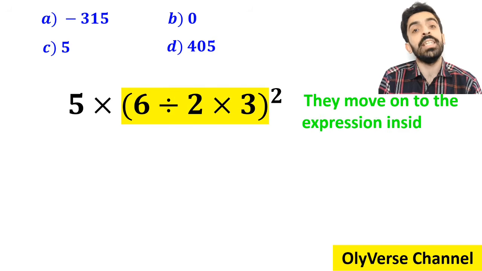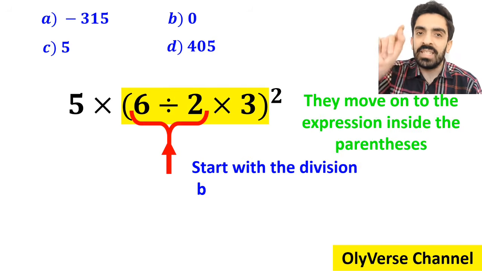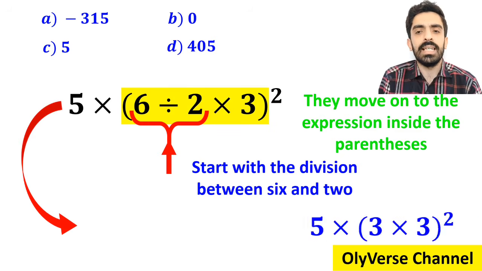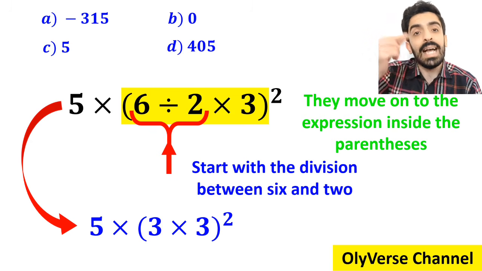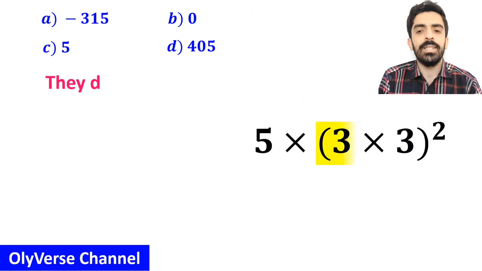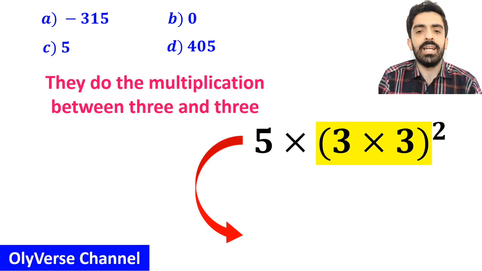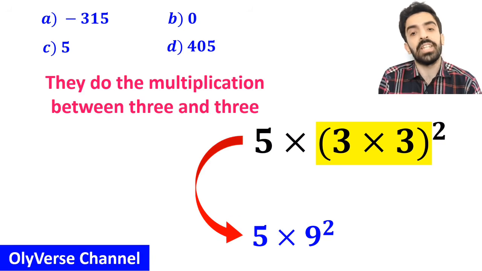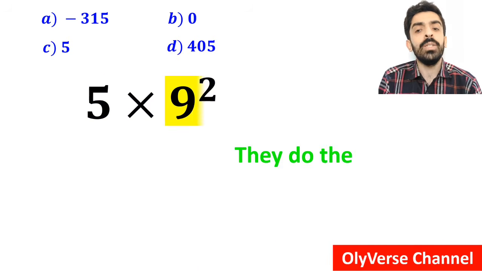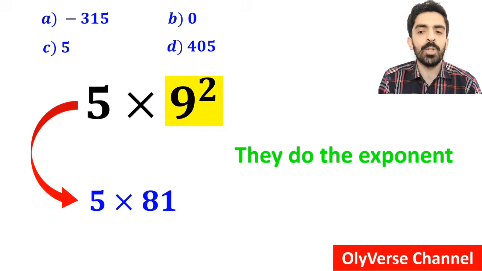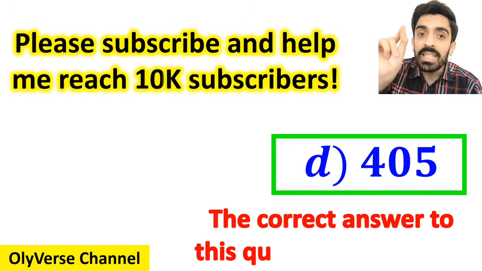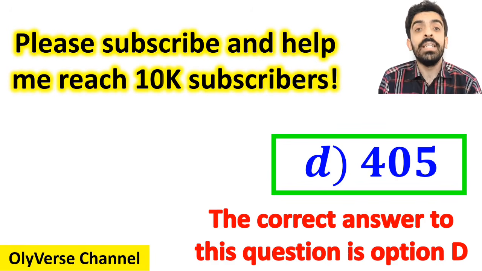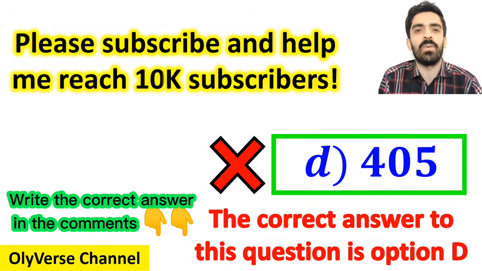Then they move on to the expression inside the parentheses and solve the division between 6 and 2. So they simplify this expression to 5 multiplied by (3 times 3) all squared. Next, they do the multiplication between 3 and 3 and write this expression as 5 multiplied by 9 squared. Finally, they do the exponent and simplify this expression to 5 multiplied by 81, which finally gives them the answer 405. Then they quickly say that the correct answer to this question is option D. However, this answer is absolutely wrong.